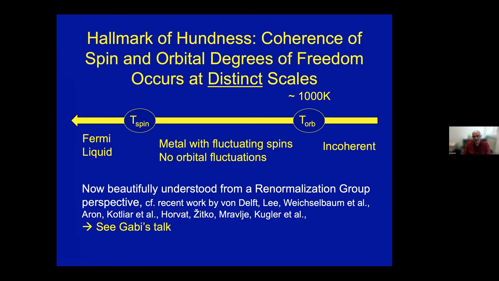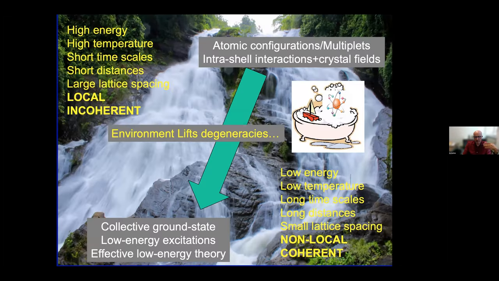So really, if you want to think about a solid with DMFT in mind, you have to think of this flow from atomic configurations into the low energy regime where quasi-particles emerge, and how the coupling between the atom and the environment gradually lifts the degeneracies which are present in the atomic multiplets, to reach the low energy universe in which itinerant quasi-particles form.